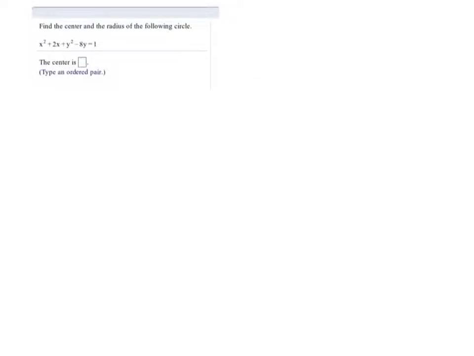Hello, let's go ahead and take a look at this problem. First of all, when we start looking at what they're asking, they want us to find the center and the radius of the circle. So in order to find the center and the radius, the best thing to do is to get this into standard form.